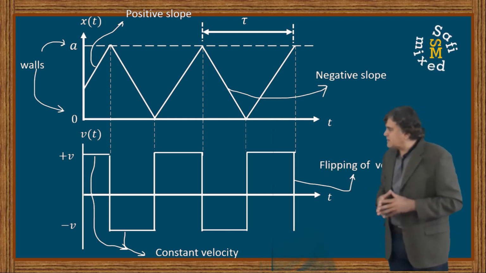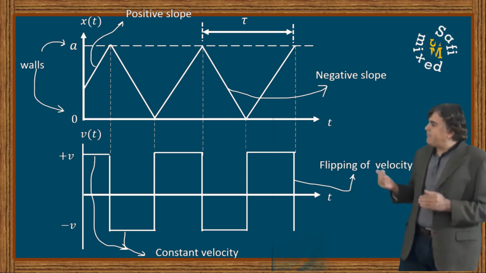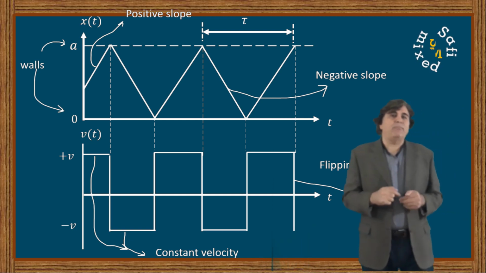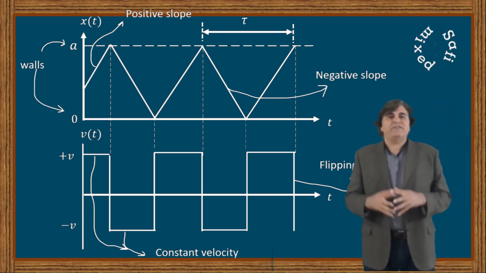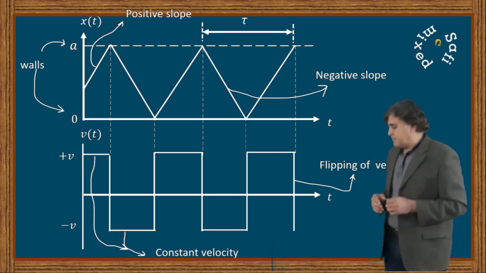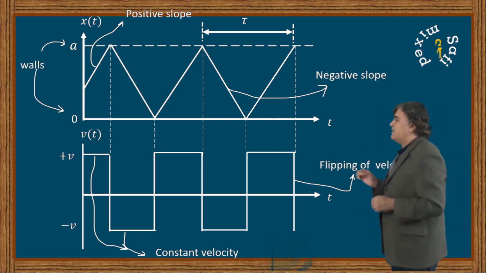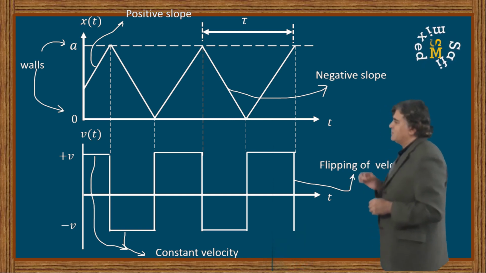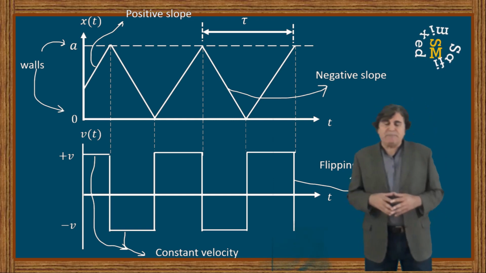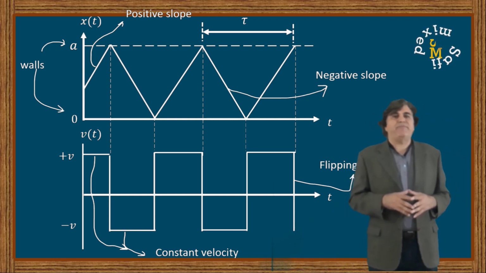It remains constant between the two walls and flips its direction at the wall from x equals a to x equals 0 and vice versa. So if we measure the velocity of the particle at any moment, it would either be plus v or minus v. That is, the speed is always constant for the particle.